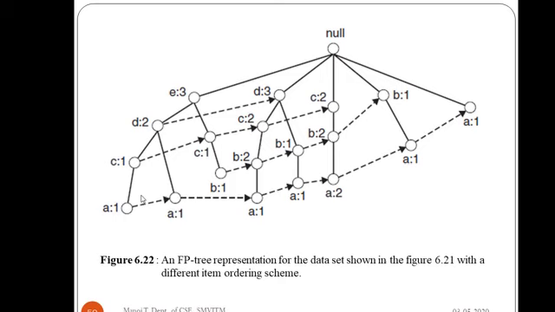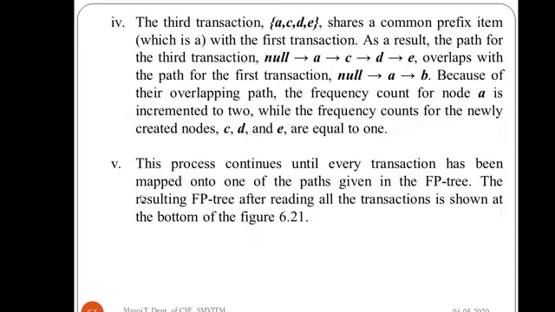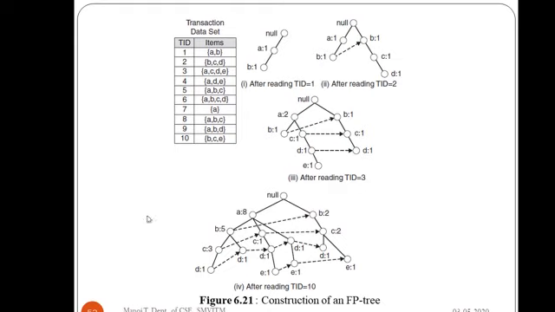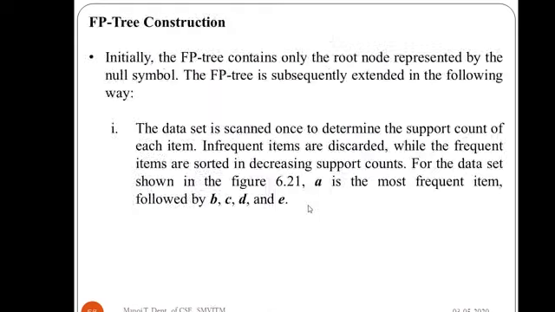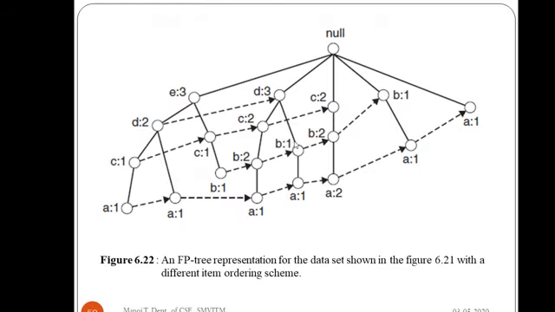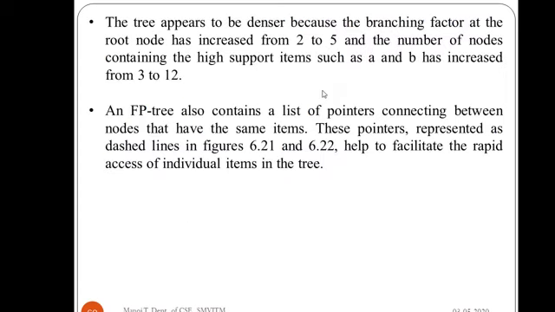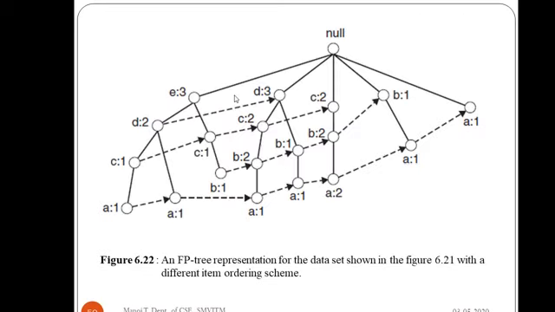What are those changes? Changes have happened in terms of the branching factor. Earlier, if you consider the final tree, you had a branching factor of 2. You can see 1, 2 branching factor, but when you have reversed that, the branching factor has grown to 5. So that is one change you can observe. And the number of nodes containing the high support items such as A and B has increased from 3 to 12. Why has that happened? Because you have reversed that.